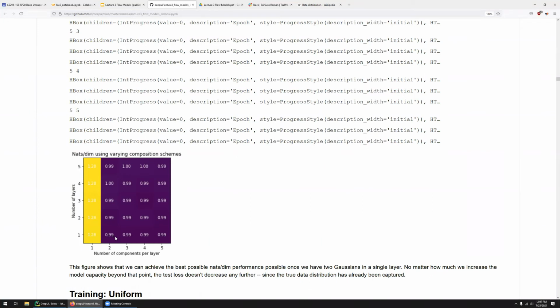Yeah, it looks like that. I think so. As you increase the number of components or the layer depth, it gets progressively better. Yeah, it flattens out is what he's saying. Beyond 0.99, it doesn't get any better because you've already captured what you intended to.